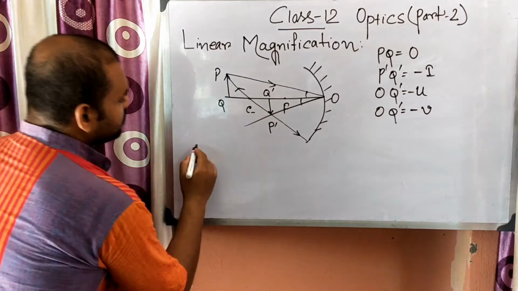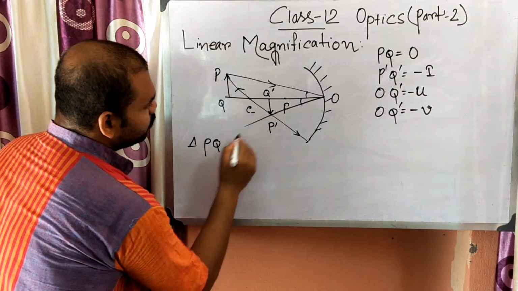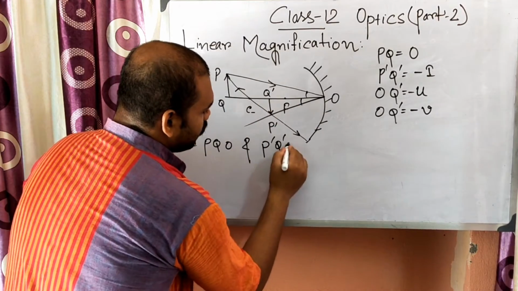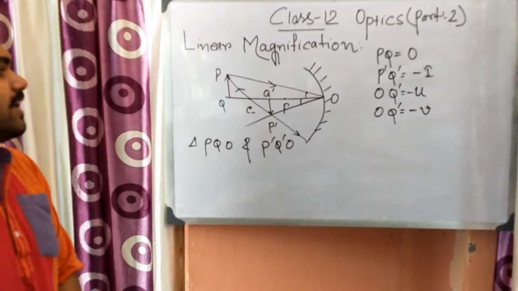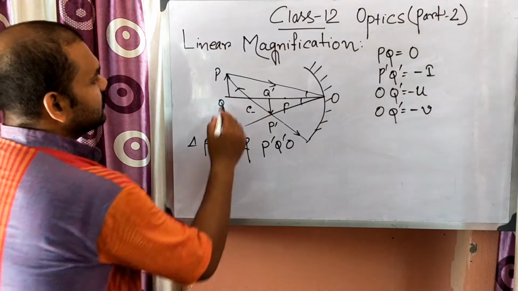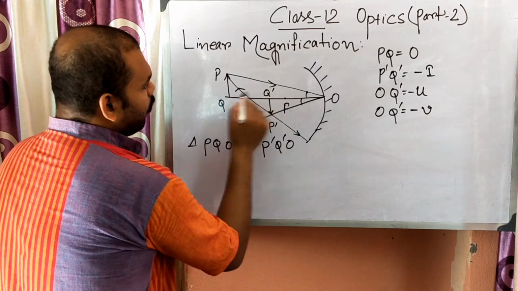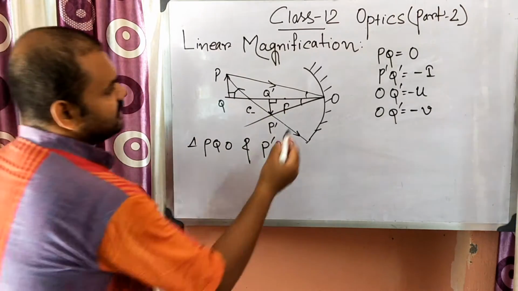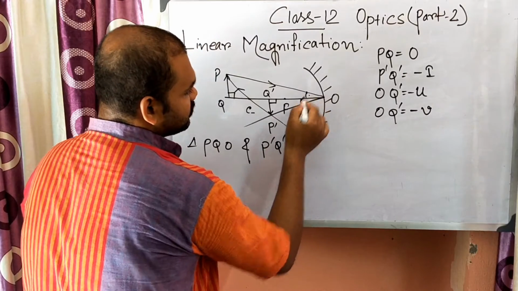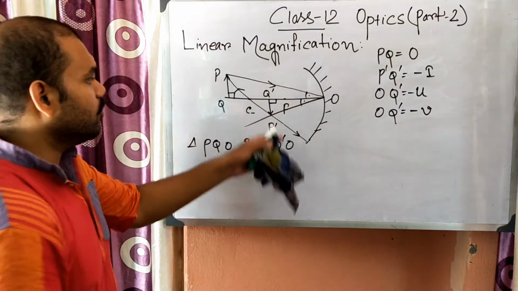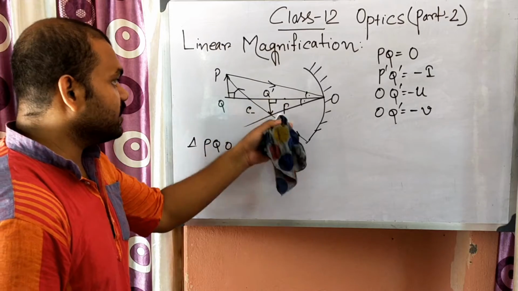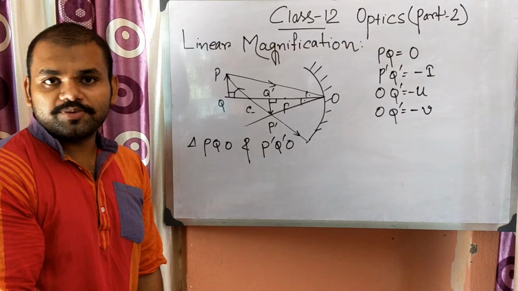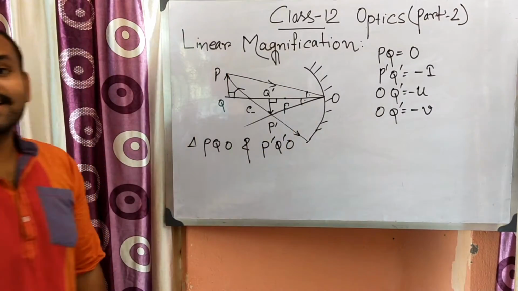Now triangle PQO and triangle P prime Q prime O are similar triangles. Why are these two triangles similar? Because in PQO the Q angle is 90 degrees, and here the Q prime angle is 90 degrees, and this O angle is the same, and this is also the same. So in these two triangles, two angles are the same, so the third angle will also be the same. So we can say these two triangles are similar.